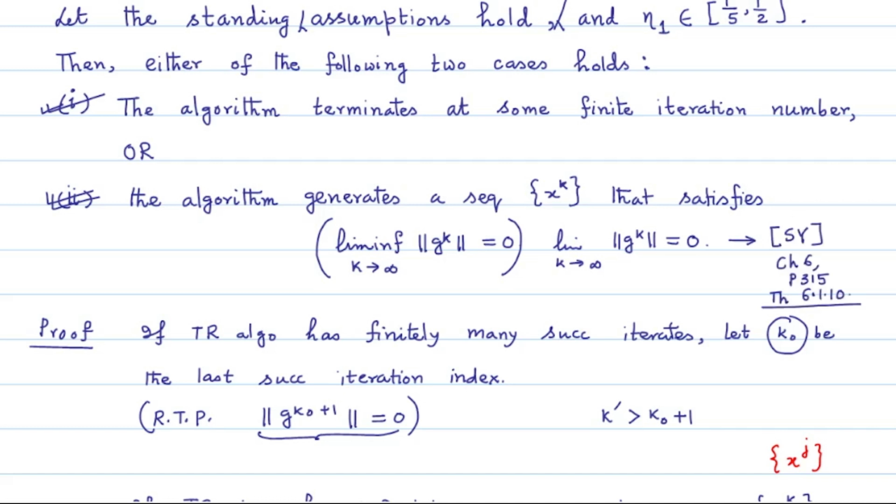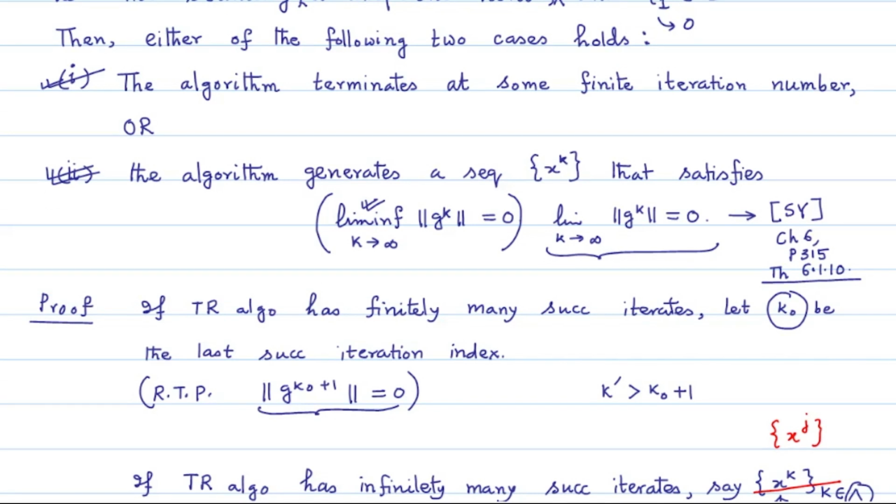It was Professor Powell who proved that the limit infimum of norm gk is equal to 0 for the case when eta 1 is equal to 0. The necessity of eta 1 being greater than 0 to realize limit k tends to infinity norm gk equals 0 was first proved by S. Thomas in his PhD thesis at Cornell University. Well, these are all about the global convergence of the trust region methods.